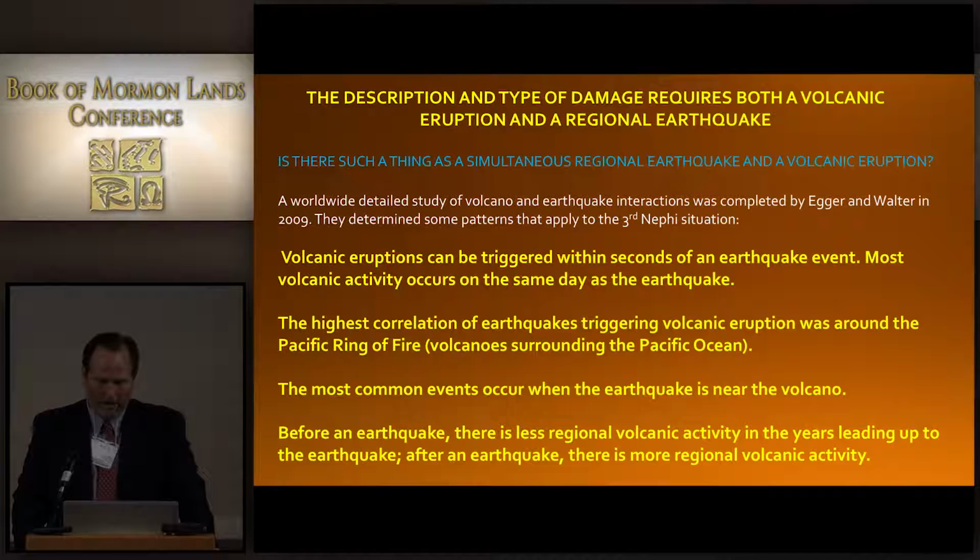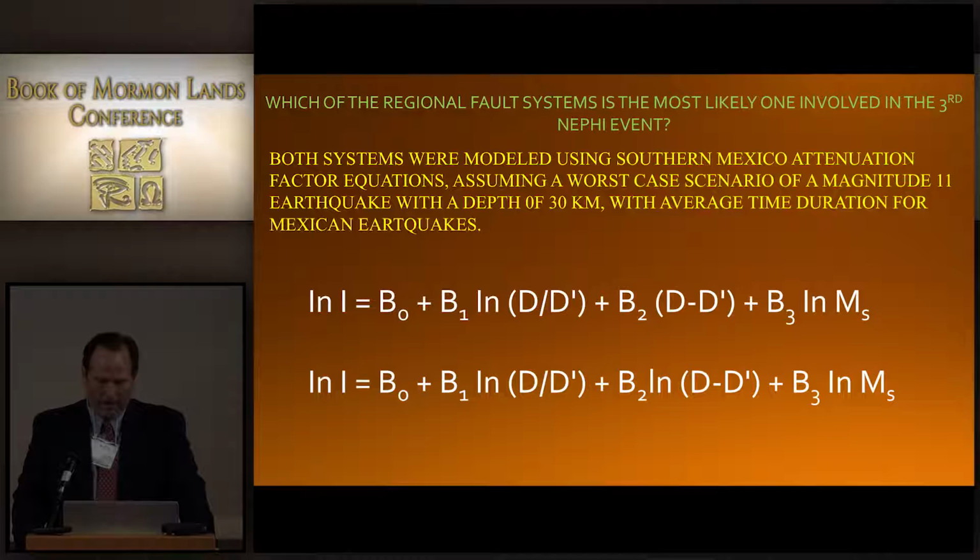I looked through every single volcano in the entire Isthmus of Tehuantepec, all the data I could gather. It was not a small job, and I evaluated that in the book, and it does look like that is probably the case, that there was a lapse in volcanic activity before the third Nephi event, from what I could get from the data. Again, take notes here.